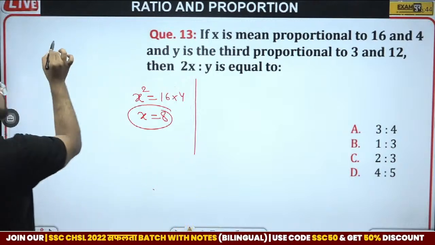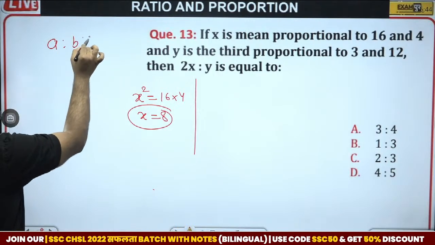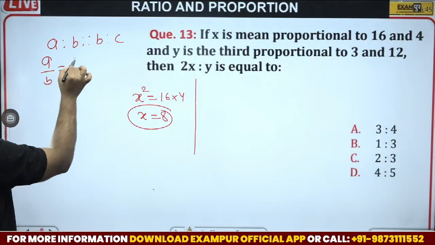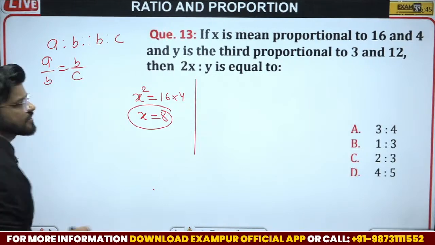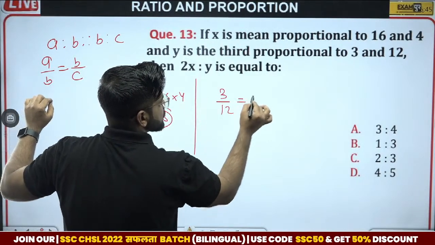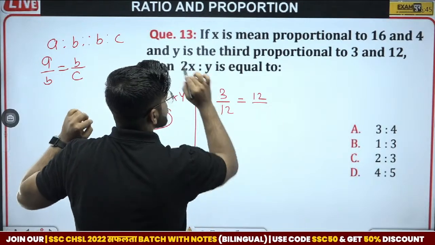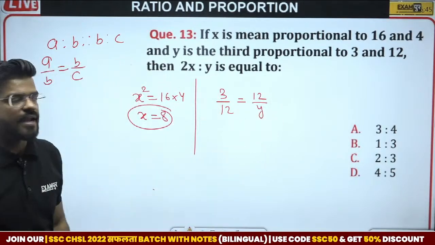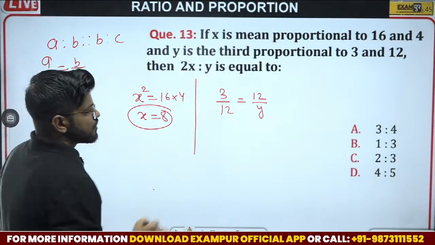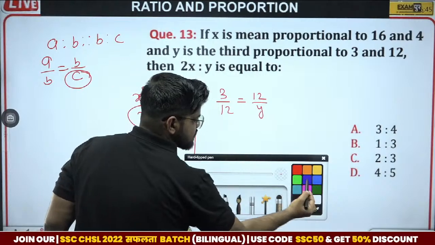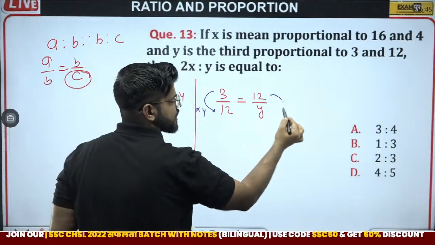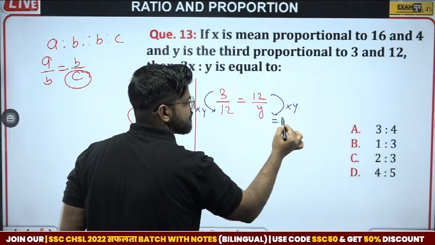It is like here, a, b, b, c, right? So a upon b is equal to b upon c. We can write it like this. So 3 by 12 is equal to 12 by c, and c is actually my y. Y is the third proportion, right? So here we get the same thing. By multiplying by 4 we will get 48.